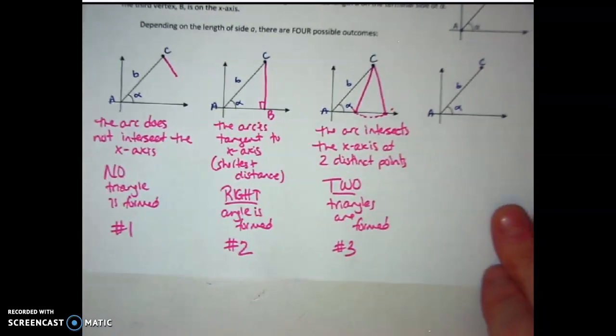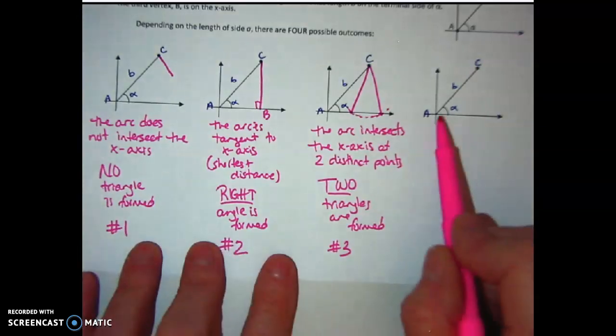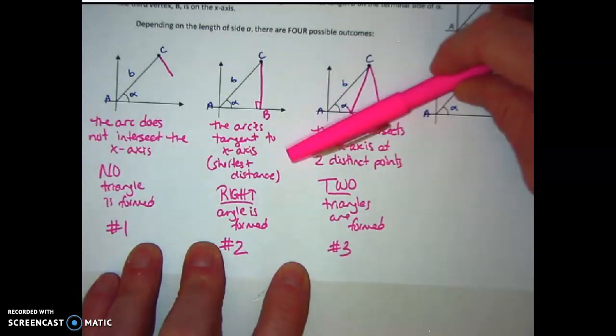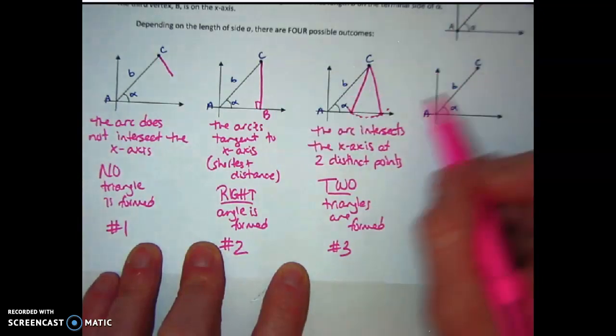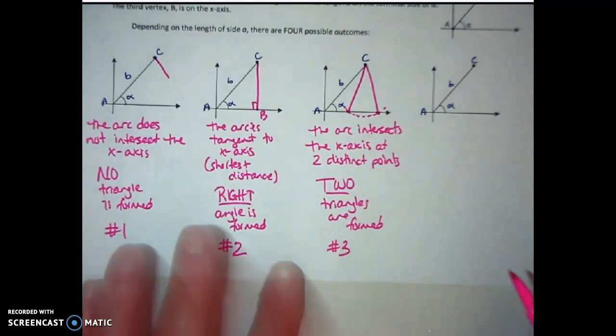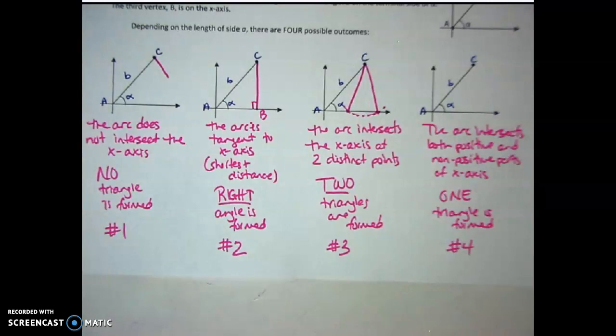And our fourth case: the arc intersects both the positive and non-positive parts of the x-axis so that only one triangle is formed. Because remember, this has to be our initial side. If I have a really long arc, it's going to extend over there. It could also extend back that direction. But if it extended back this direction, this would not be my terminal side. So we still really only have one triangle formed. And so that's case number 4.